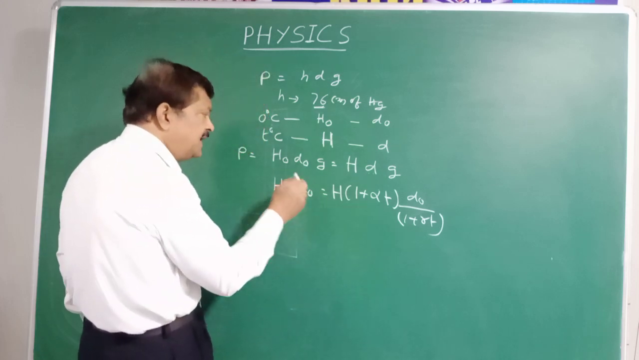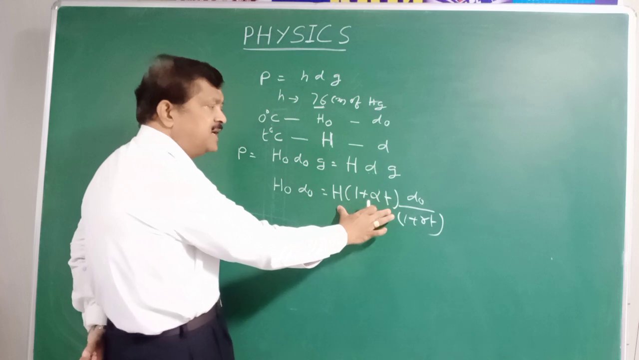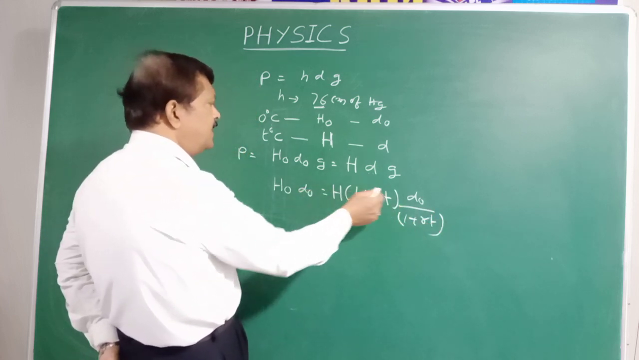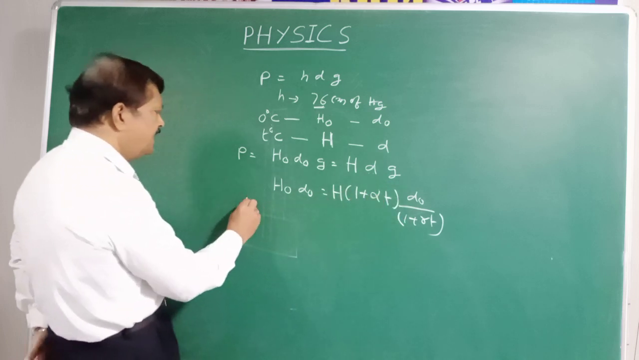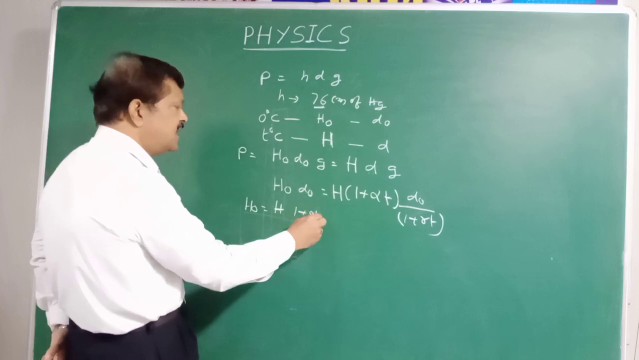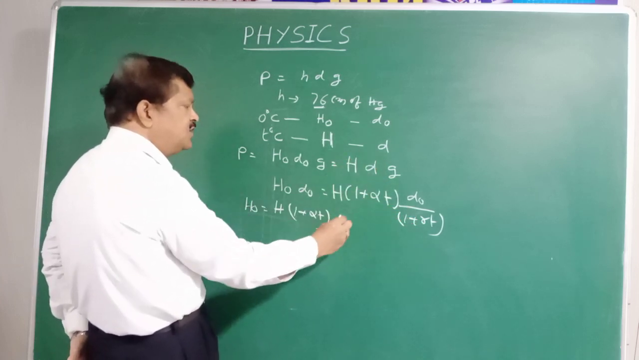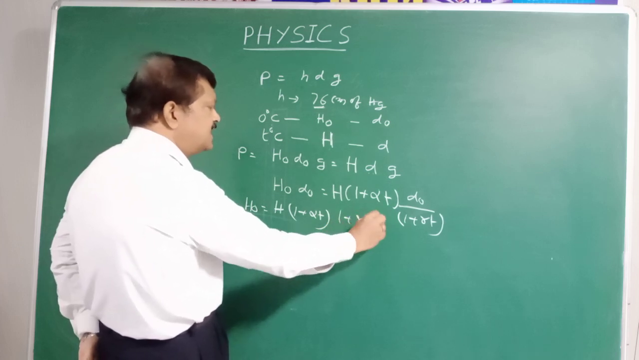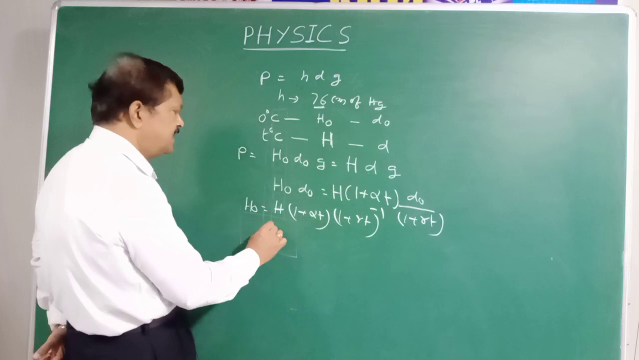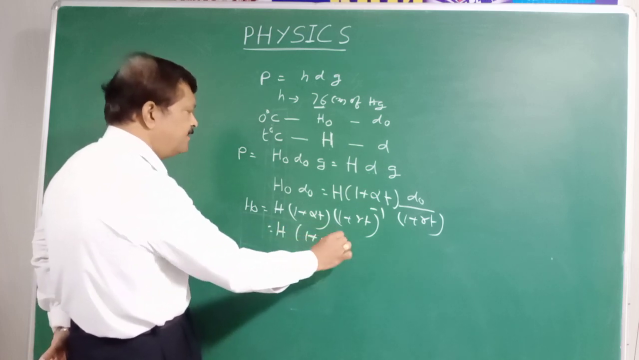So H0 D0 is equal to this value of H corresponding to the higher temperature, and this is the value of density. Therefore you can remove the term D0, then H0 will be equal to H of 1 plus alpha T, and this is 1 plus gamma T. Taking it to the numerator, we can write it as 1 plus gamma T power minus 1. Expanding this, it is H of 1 plus alpha T.